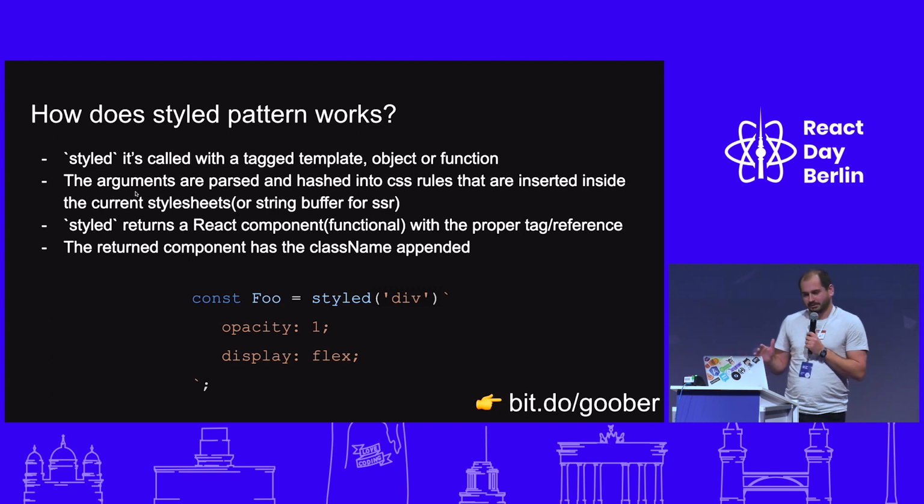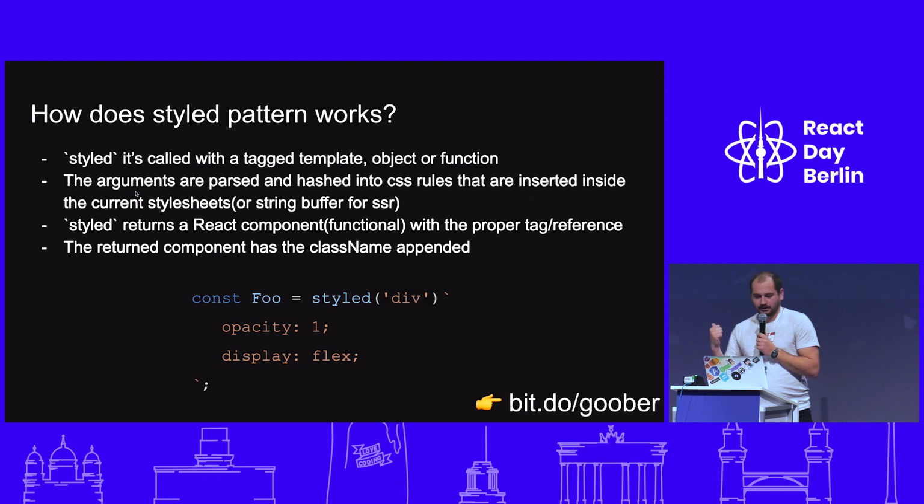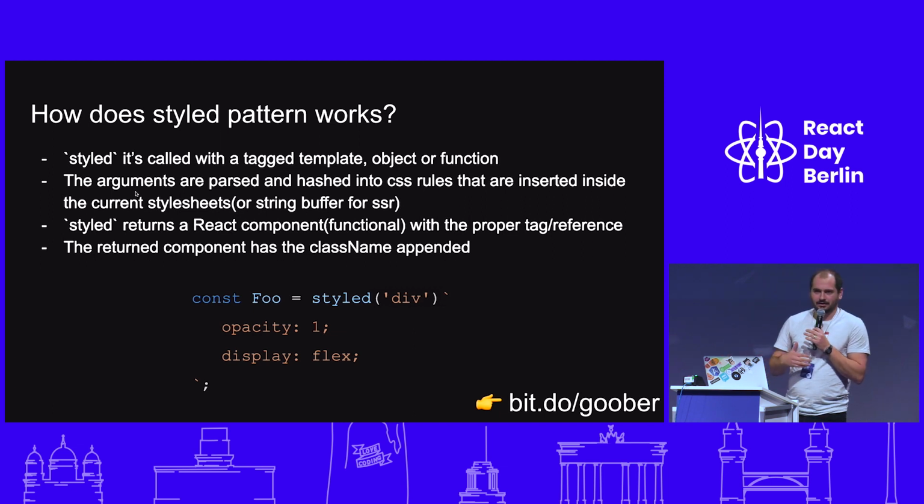Anyway, just to summarize how the styled pattern works, you basically have the styled function, which gets called with a tag template or an object or a function, and that input is hashed into a CSS class name, and that class name is attributed to a CSS declaration. Goober doesn't have all the tag names and elements that styled-components has for easy autocompletion, since it's way too much in size, so you're going to have to put them in yourself.